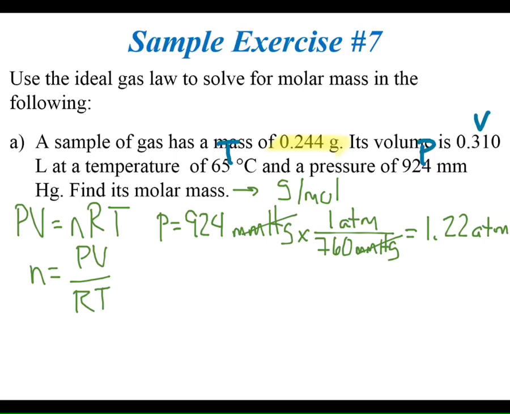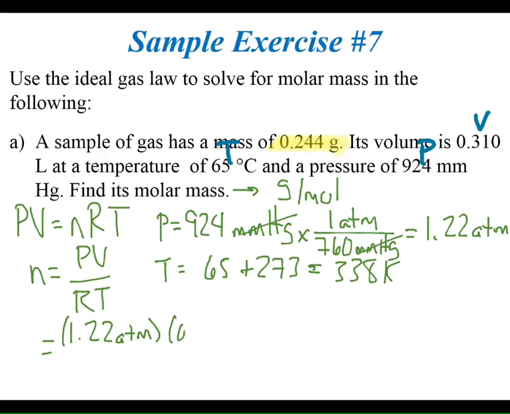What else do we have to convert? What else is not in liters or atmospheres or moles or Kelvin yet? Temperature, yes, is in Celsius. So we'll take 65 and add 273, and we'll get 338. Okay, so let's punch that in here now. So P, 1.22 atmospheres.